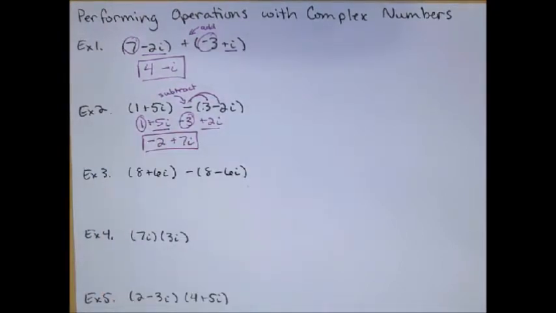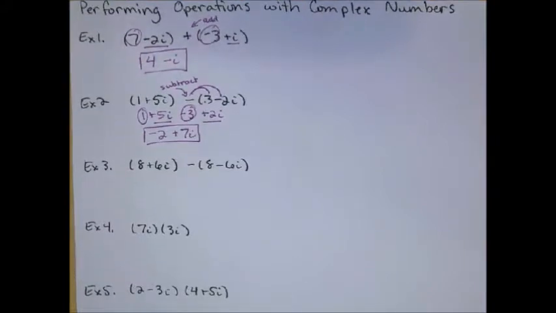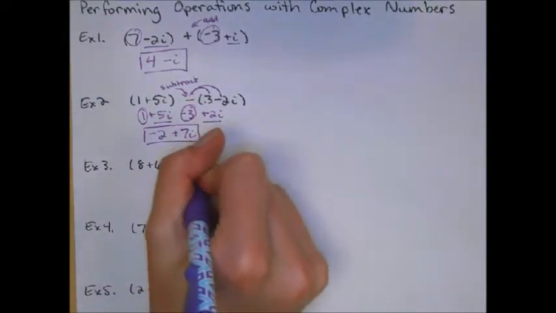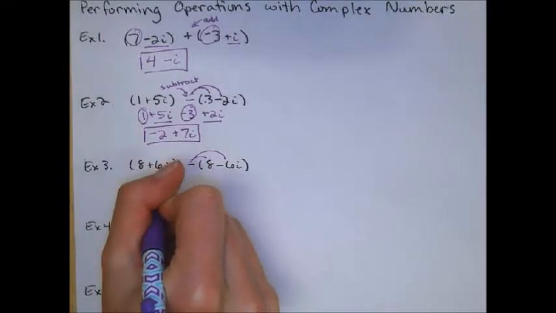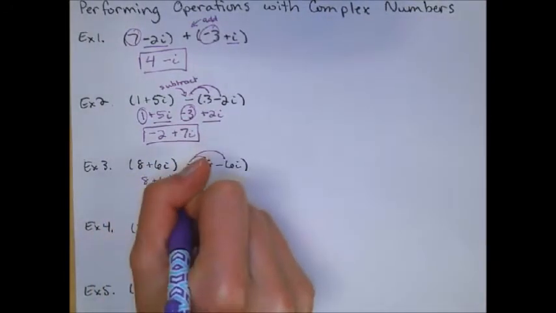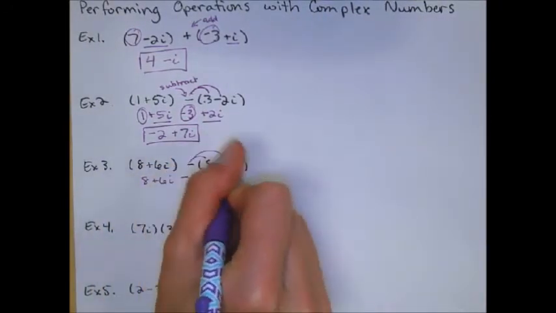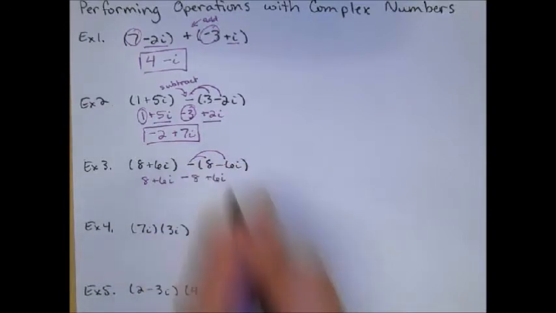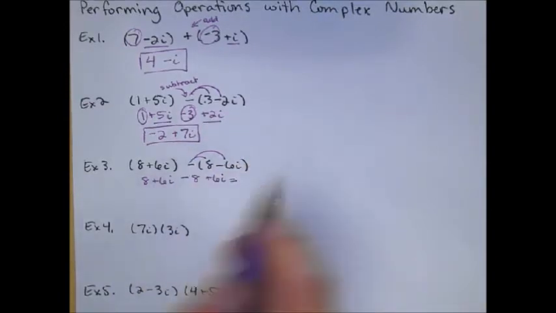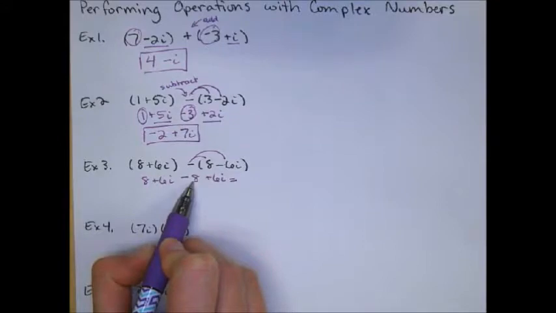Go ahead and try example 3. It's another subtracting one. We're going to make sure to distribute the negative. So I'm going to rewrite it. 8 plus 6i minus 8. Distribute the negative plus 6i. 8 minus 8 is 0. 6i and 6i gives me 12i.